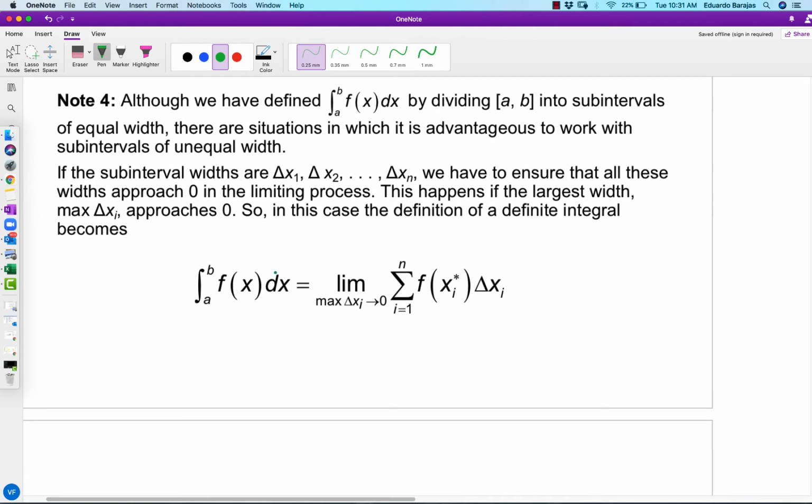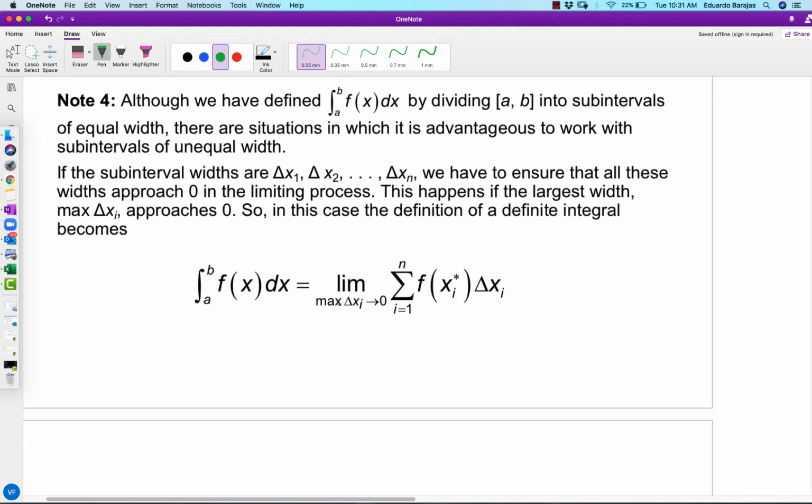Okay, note 4. Although we have defined the integral from a to b of f of x dx by dividing the segment from a to b into subintervals of equal width, there are situations in which it is advantageous to work with subintervals of unequal width. If the subinterval widths are delta x sub 1, delta x sub 2, all the way out to delta x sub n, we have to ensure that all of these widths approach 0 in the limiting process. This happens if the largest width, the max of delta x sub i, approaches 0. So in this case, the definition of the definite integral becomes this.